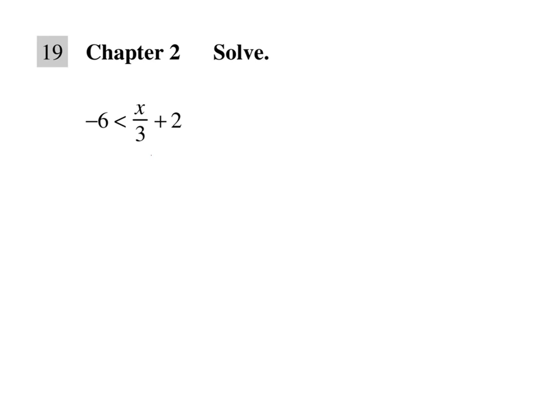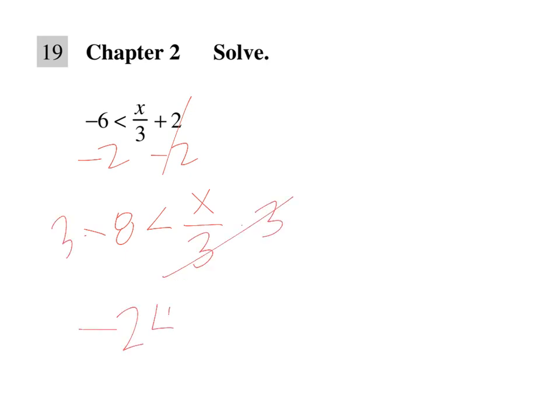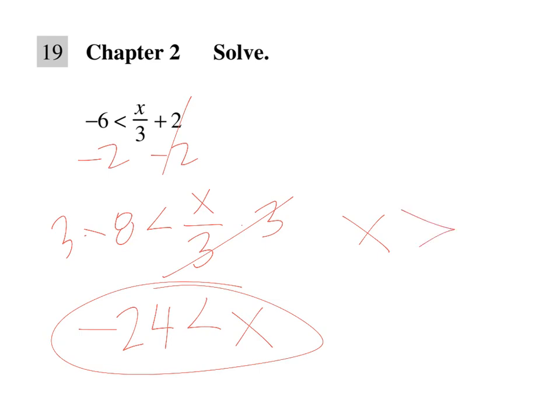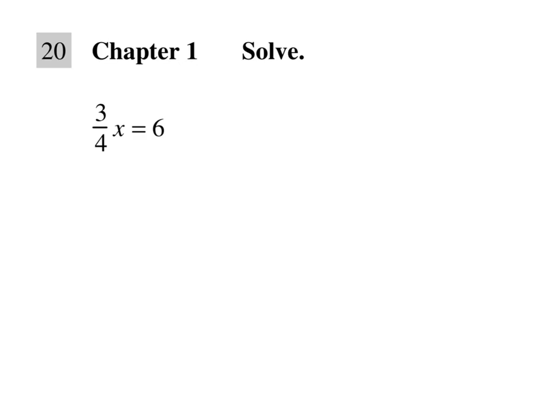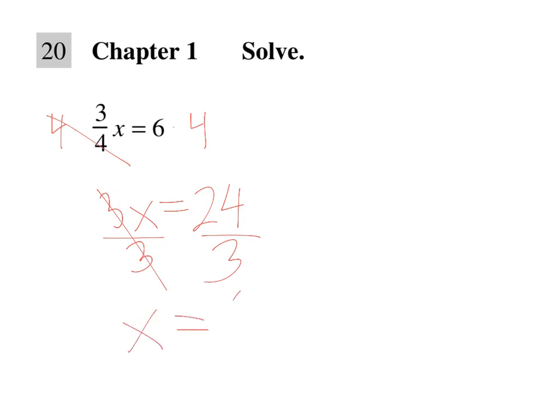Okay, I'm just isolating the x value. We'll subtract 2 first. I get -8 is less than x over 3. Multiply by 3 on both sides. I get -24 is less than x. I want x on the left side, so I just switch everything. So I get x is greater than -24. Done. Last problem. Get x by itself. I multiply by 4 on both sides. 3x equals 24. Divide by 3. And x is equal to 8.